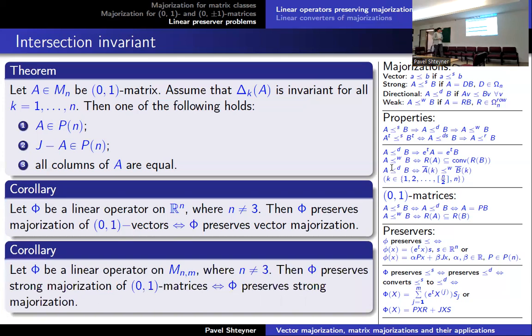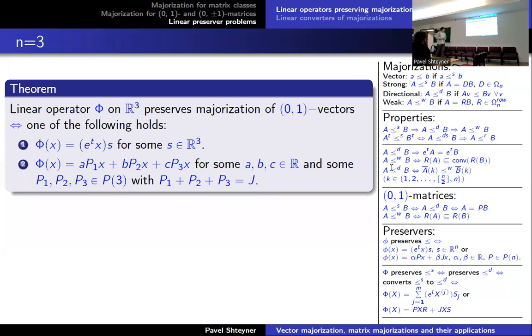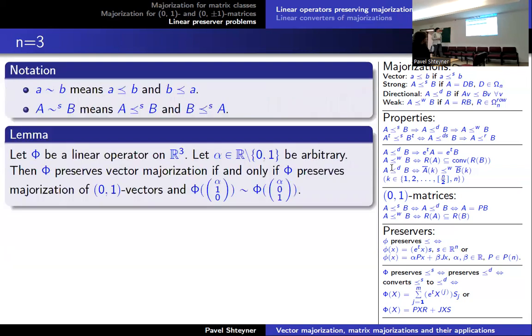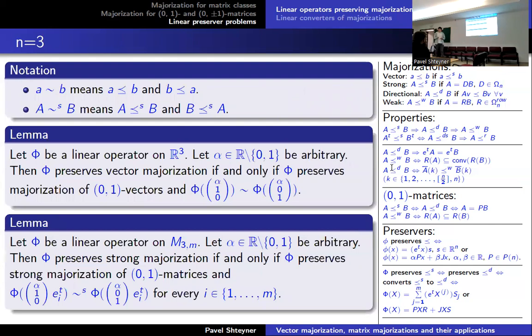And for matrices, this is also the case. So this means that we can prove the theorem of Hilbert with weaker assumptions: only 0-1 vectors, only 0-1 matrices. And if n is 3, then there is one additional type of operator in the vector case, and one additional type of operator in the matrix case. But actually, you don't need to ask for a lot to obtain preservers of majorization in general.